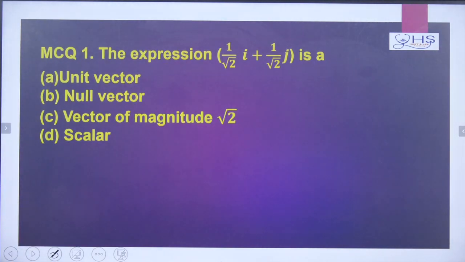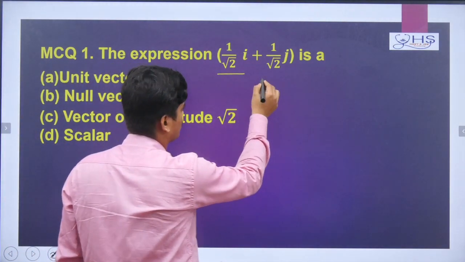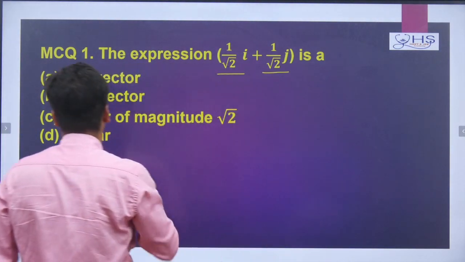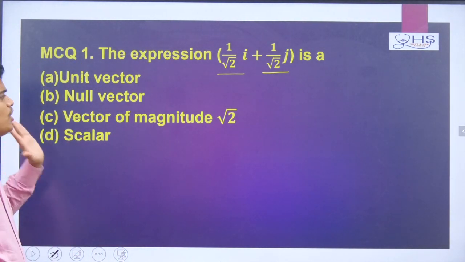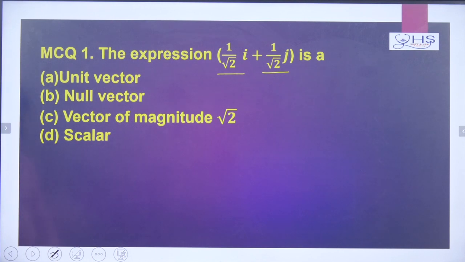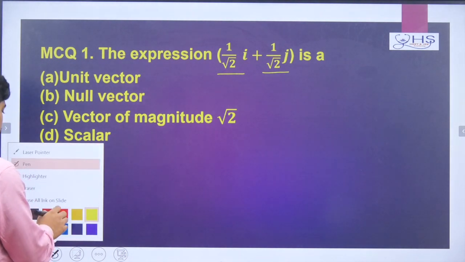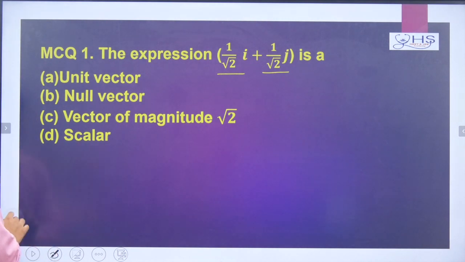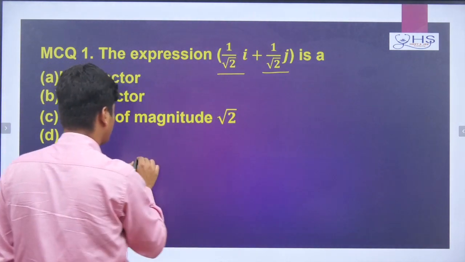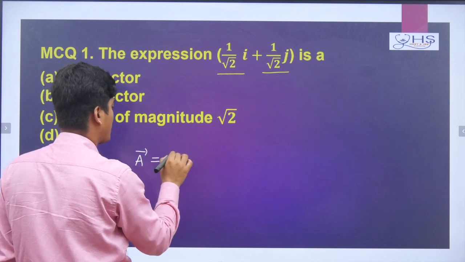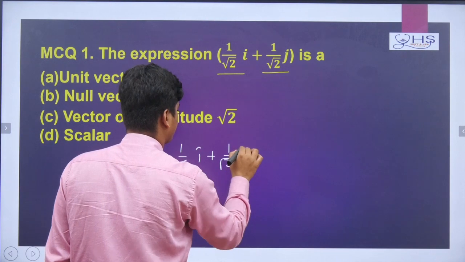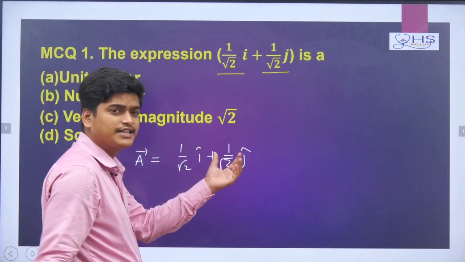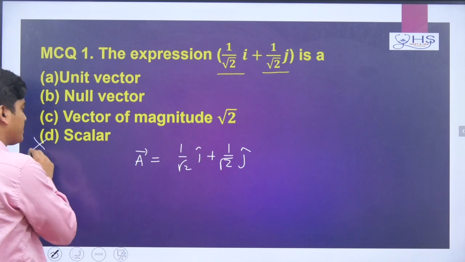Now, here the expression 1 by root 2 i plus 1 by root 2 j is what vector? The options mention a null vector, unit vector, vector of magnitude root 2, a scalar, things like that. So, we will explain one by one. See, first, this vector you take as vector a. So, a vector is 1 by root 2 i plus 1 by root 2 j. As i and j components are there, definitely it is not a scalar.